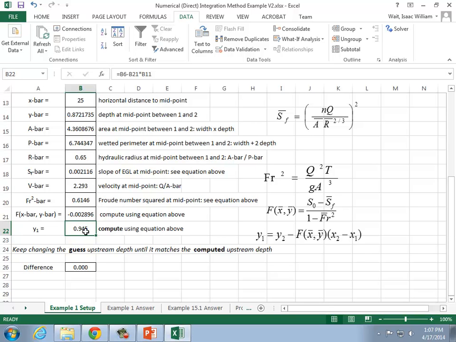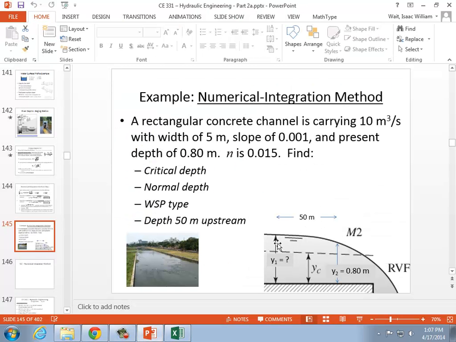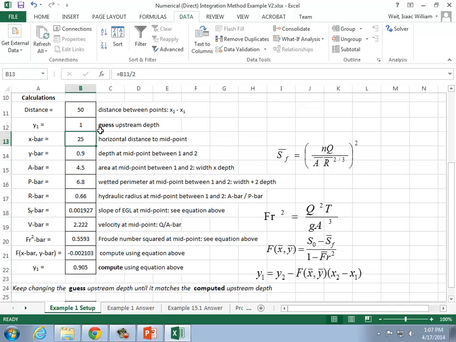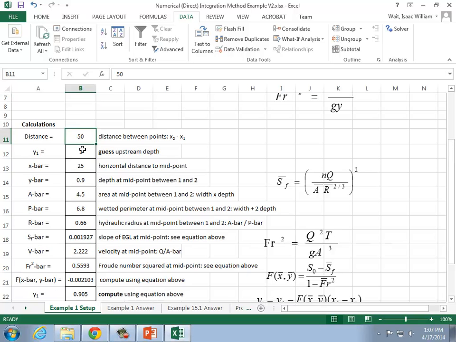And so let's say, for example, I'm curious to know how far upstream do I have to go for the depth to be equal to 1 meter? Because I said if I go 50 meters, then my flow depth here was 0.94. Well, how far do I have to go from this location, from where it's 0.8, until the flow depth increases to 1 meter? So let me illustrate how I do that. If I knew that I wanted y1 to be equal to 1 meter, so now I'm going to play around with the distance until this calculated y1 is the same as that.